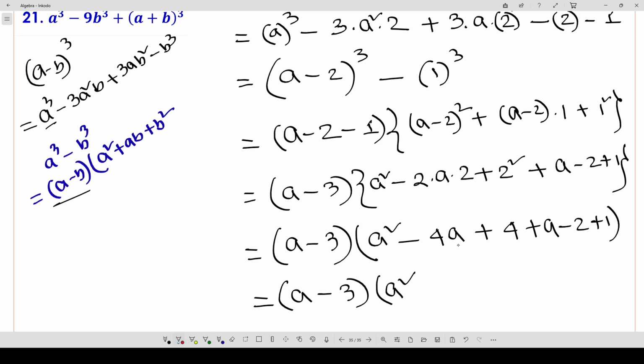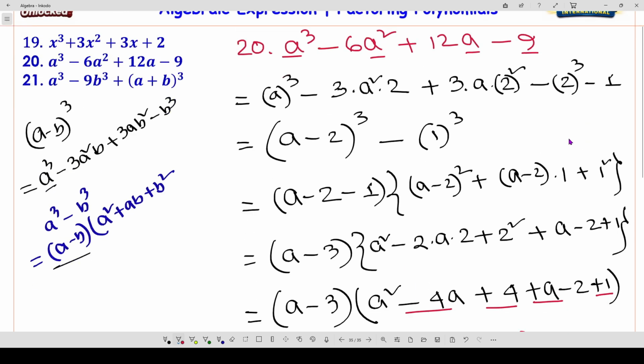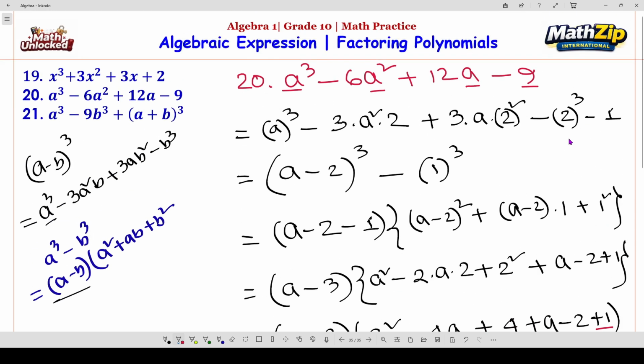Look, here is minus 4a and here is plus a. It means minus 3a. Here is plus 4, here is plus 1, it means plus 5. 5 minus 2 is plus 3. Right? And this is our answer. Very important math, this one. I hope you understood this.